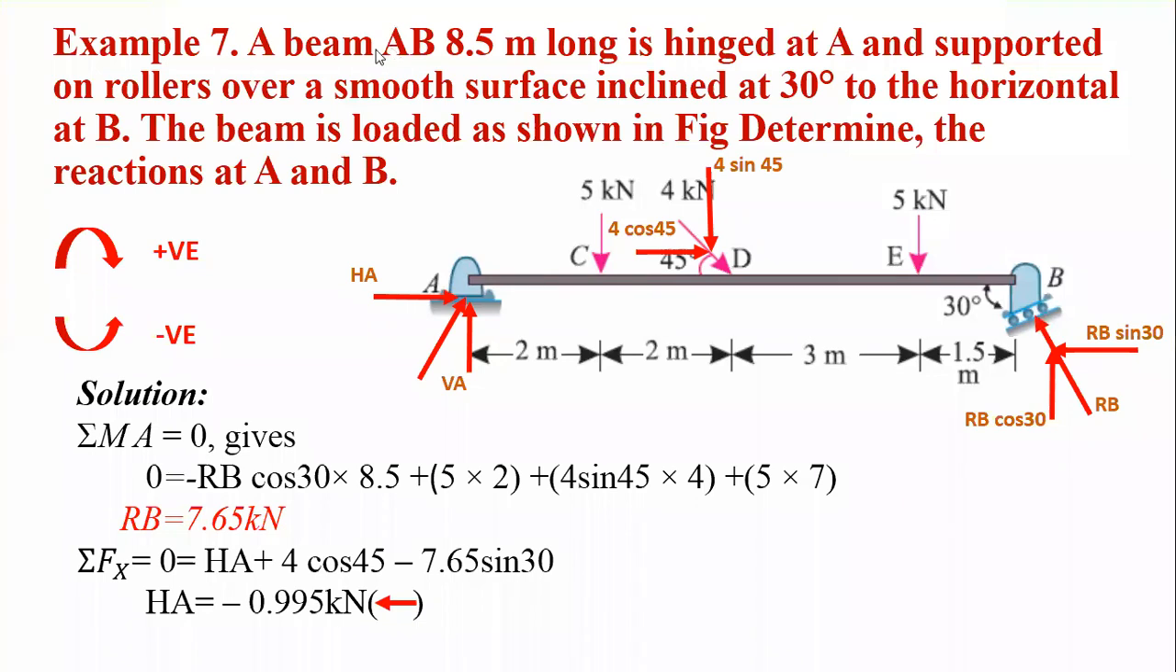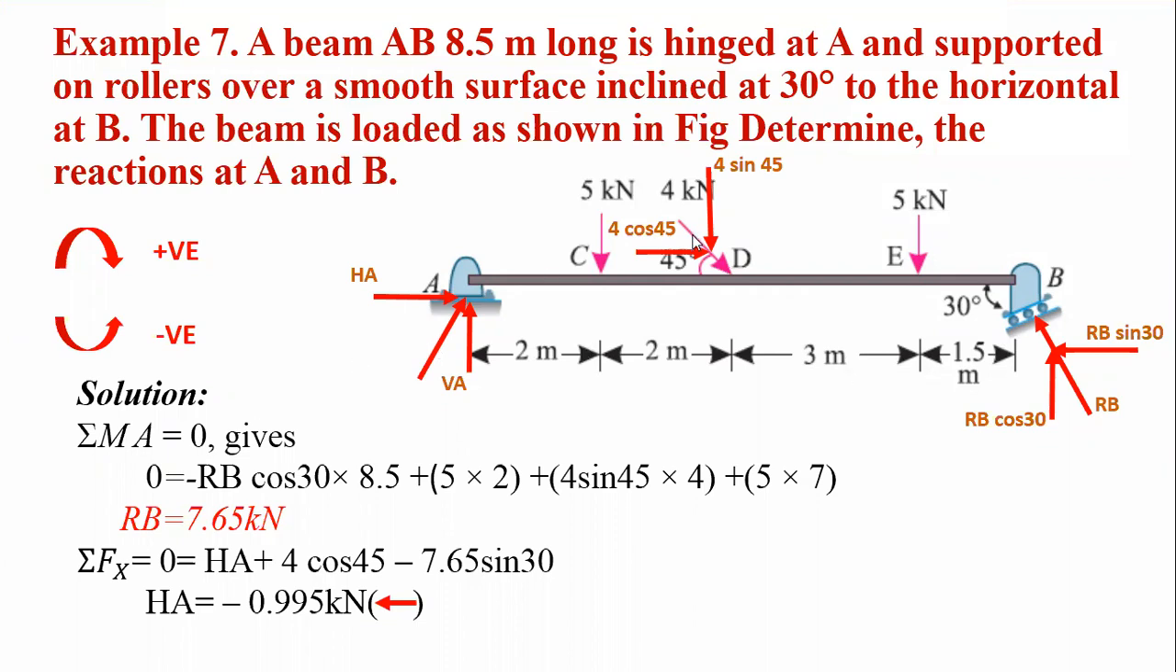Now the beam AB, as shown in the figure, having the span of 8.5 meter, is hinge supported at support A and roller supported at support B, and the roller support is making an angle of 30° with the horizontal, and we have to find out the reactions RA and RB.